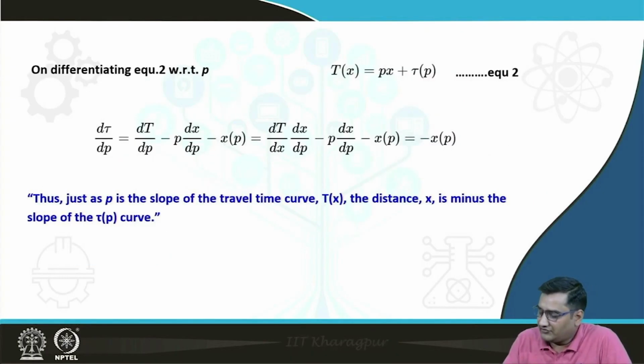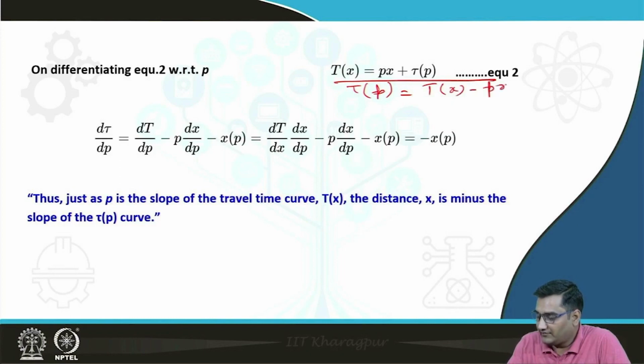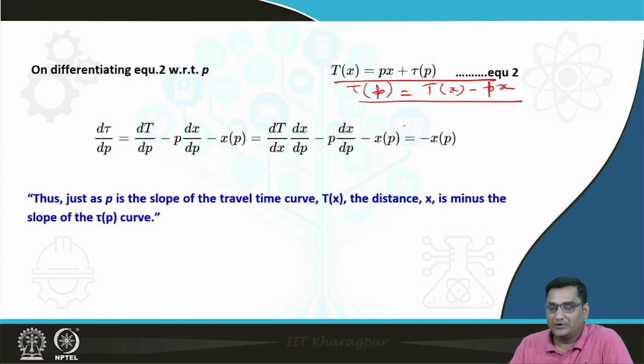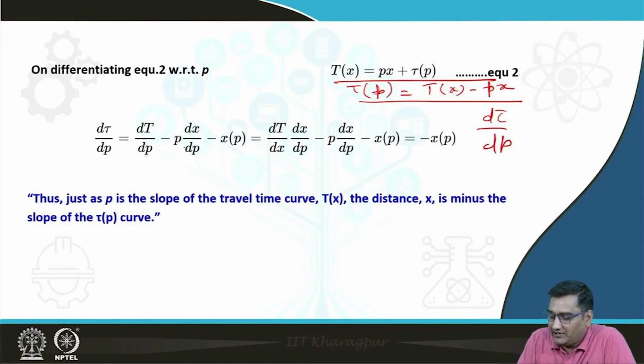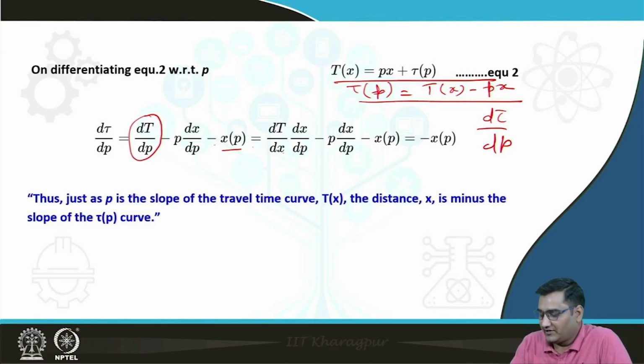Now if we take equation 2, that was T(x) is equal to px plus tau(p), and then we take tau(p) is equal to t as a function of offset minus px, and then differentiate it with respect to p, that means d tau by dp. Then what you will get? You will get dt by dp minus p dx by dp minus x, that is equal to dt by dx into dx by dp. This has been multiplied with dx on the numerator and the denominator as well, minus p dx by dp minus x, and then these terms will be cancelled out. What will you be left with?